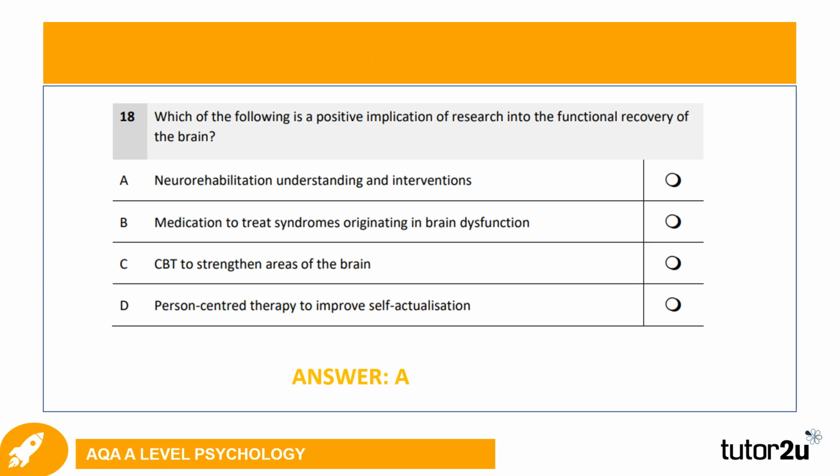So a huge well done if you got the last question of this video right. A is the correct answer here. So a positive implication of research into the functional recovery of the brain is that now we have neurorehabilitation understanding and interventions that can be put in place to support brain recovery.